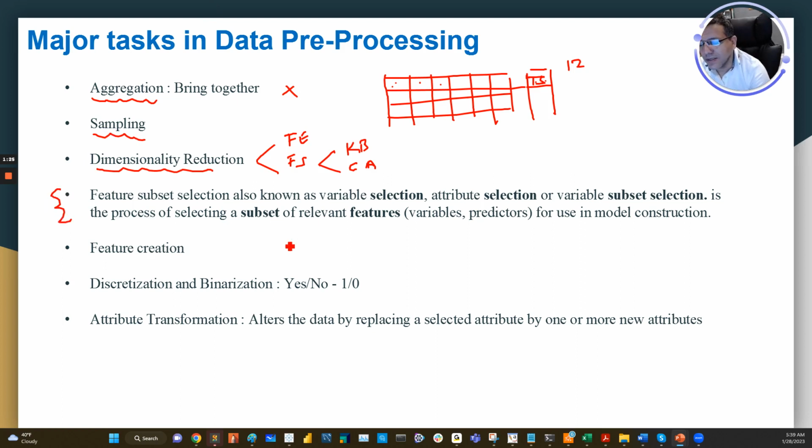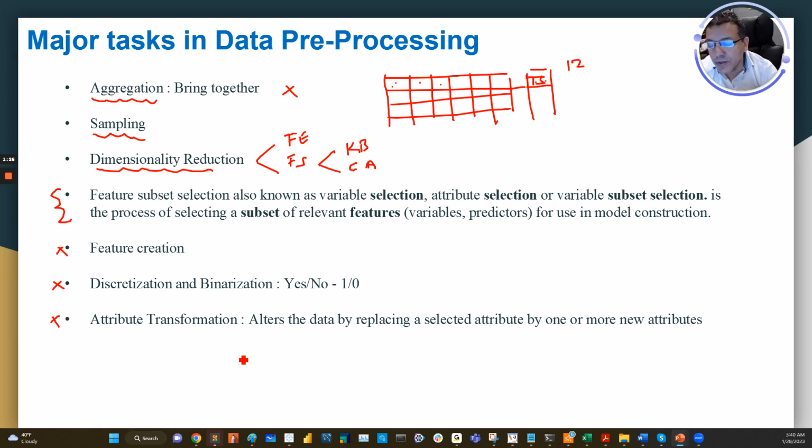Attribute transformation. If your data is not normally distributed, then we need to normalize it, or transform it into a Gaussian bell shape. These are a few things that you need to apply to your data to bring it to a new version.